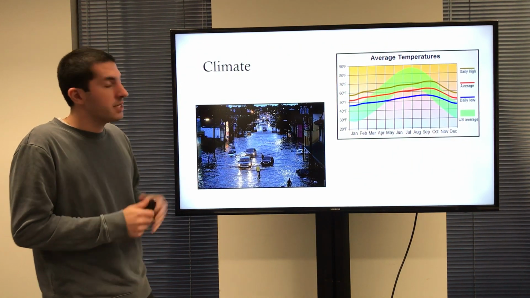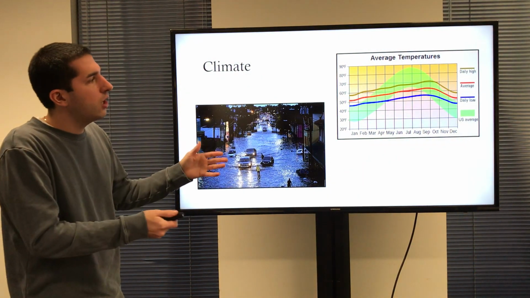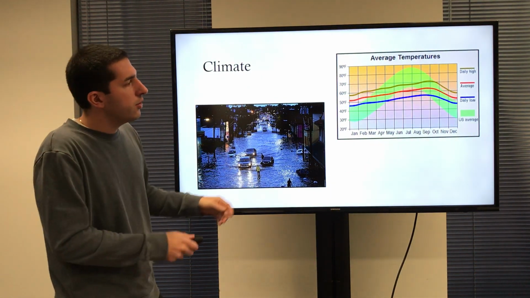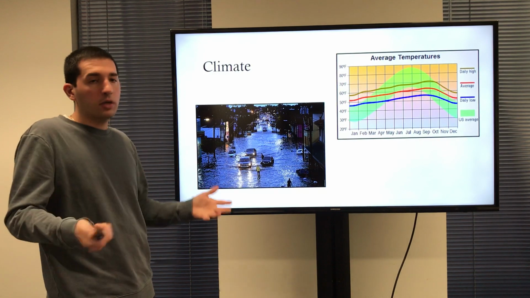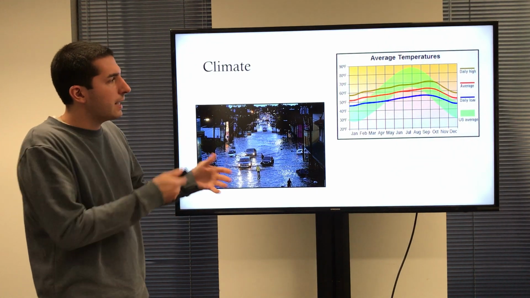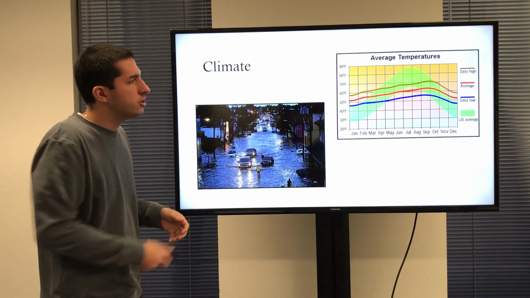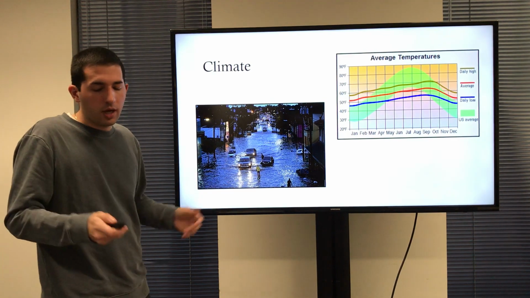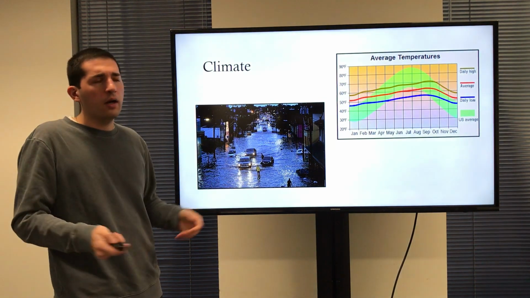Here is an example of San Francisco temperatures, highs and lows and the U.S. average. And you can see the U.S. average operates in terms of a bell curve, whereas the daily high and daily low doesn't really fluctuate much in a city like San Francisco, which is on the water and on the coast.